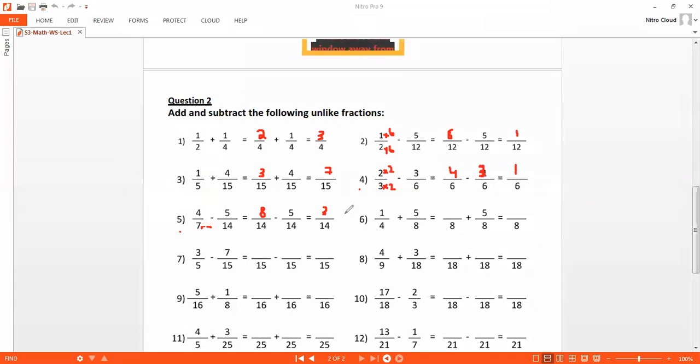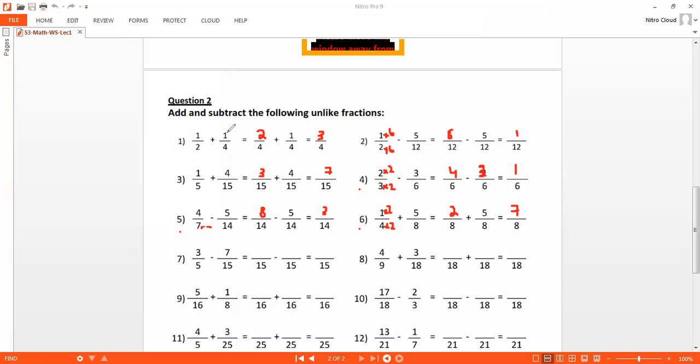Yalla, Ali. In number 6, we have 1/4 plus 5/8. What should I do? Multiply the first fraction by 2. Very good. So we only multiply the first fraction by 2. So what do I get? 2/8. Very good. And the final answer is? 7/8. Excellent, Ali. Bustanis, Lana and Muhammad. Lana, you do 7. Muhammad, you do 8.